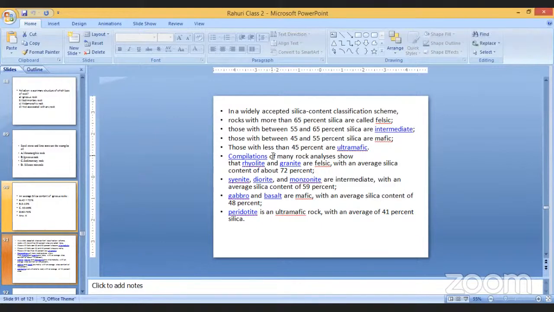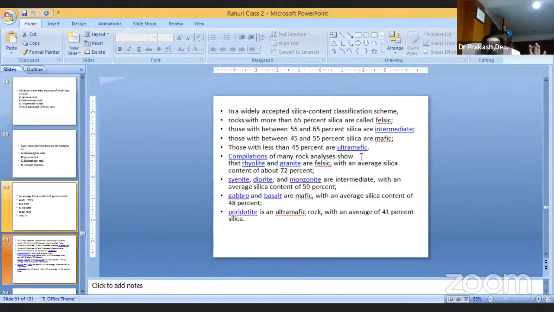Yes, sir. Compilation of many rock analyses shows that rhyolite and granite are felsic with an average silica content of about 72%. Syenite, diorite, and monzonite are intermediate with an average silica content of 59%. Gabbro and basalt are mafic with an average silica content of 48%. Peridotite is an ultramafic rock with an average of 41% silica.